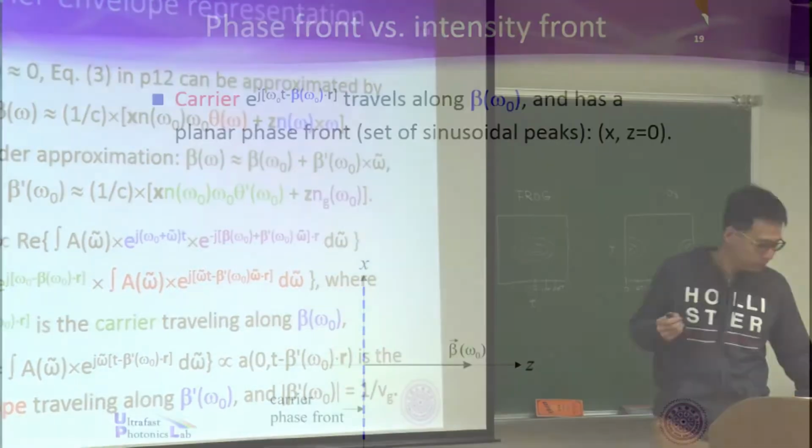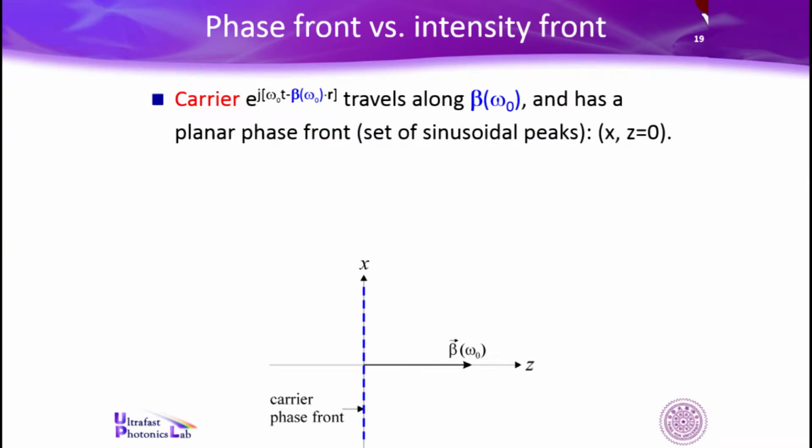Okay. So what will happen if this is true? It will result in the phase front tilt with respect to the intensity front.